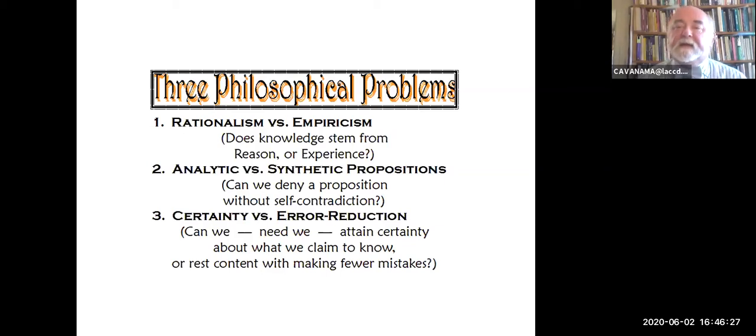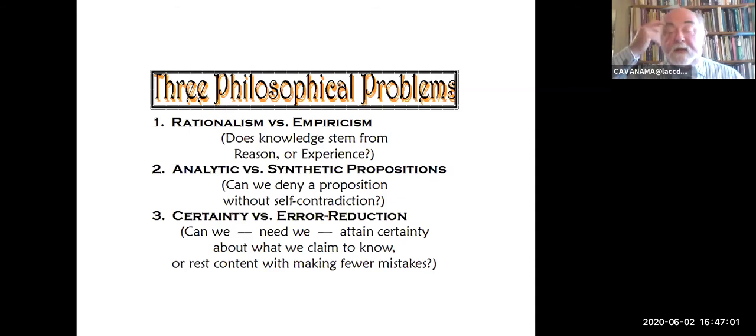Secondly, there's the question of analytic versus synthetic propositions. Of any proposition that happens to be true, and not all of them are, is it true because it must be true, or is it true merely because it just so happens to be true? Another way of putting the question is, of any proposition, can we deny its truth without contradicting ourselves or not? It turns out we can deny certain sorts, but there are others we cannot. And that's a very interesting distinction and very consequential for human thought.